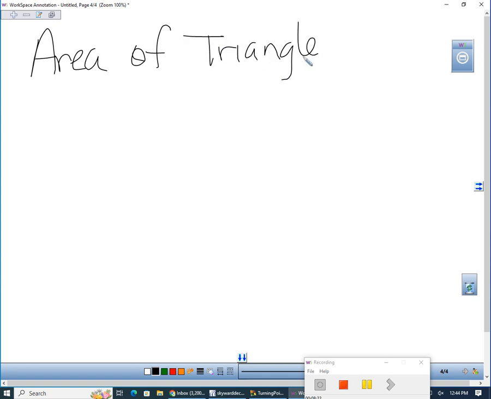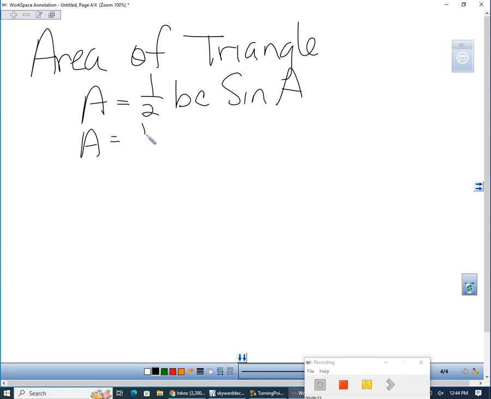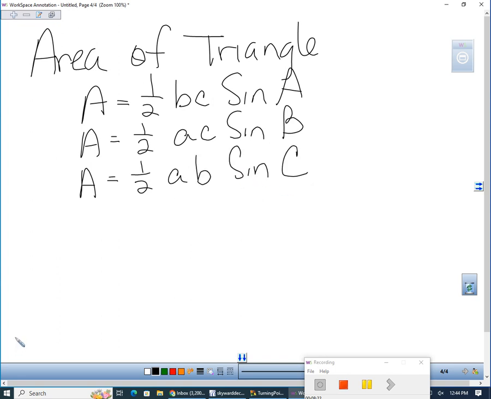We have 2 different ways to find the area. One of them is area equals 1/2 BC sine of A, or it can be the area equals 1/2 AC sine B, or it can be the area equals 1/2 AB sine C, depending on the information you have. This is one formula for the area of a triangle, which we're going to use in a second.